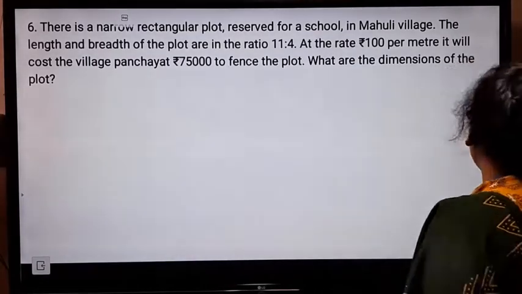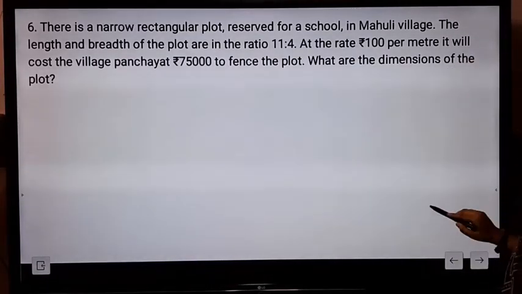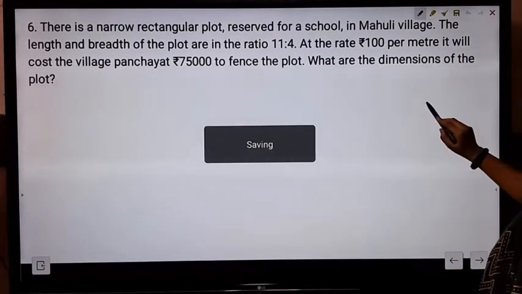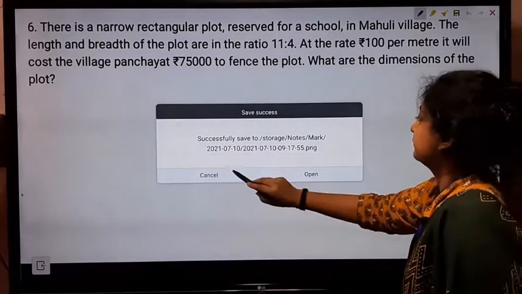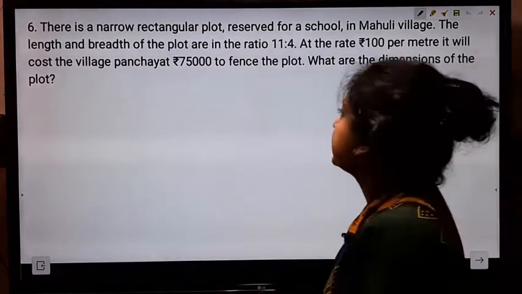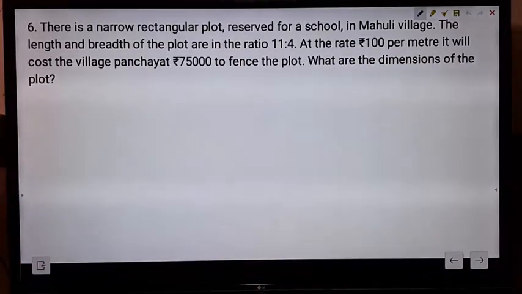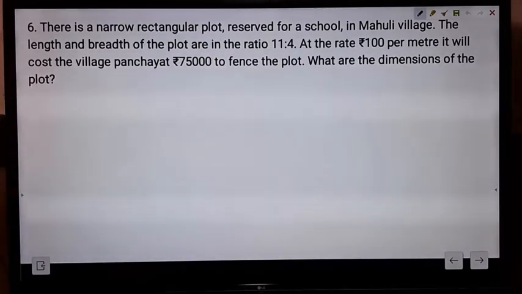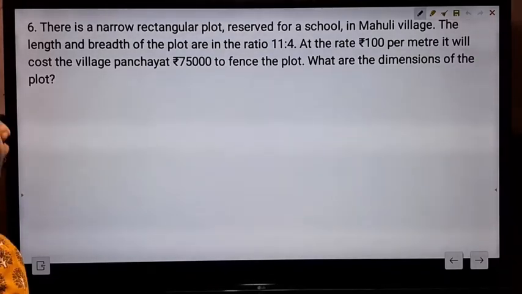Question number 6. There is a narrow rectangular plot reserved for school in Maholi village. The length and breadth of the plot are in the ratio 11:4. At the rate of rupees 100 per meter, it will cost the village panchayat rupees 75,000 to fence the plot. What are the dimensions of the plot?